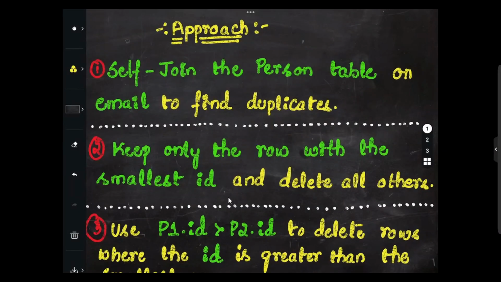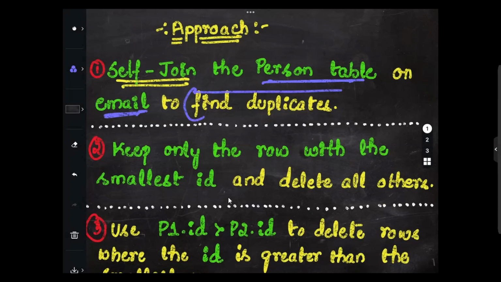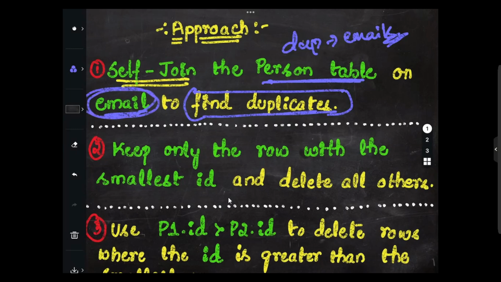Let's discuss the approach step by step. The first step is to go with a self join. We will self join the Person table on email. Why are we doing that? Because we have to find the duplicate emails. That is the reason we go with the self join. This is the first and important step.